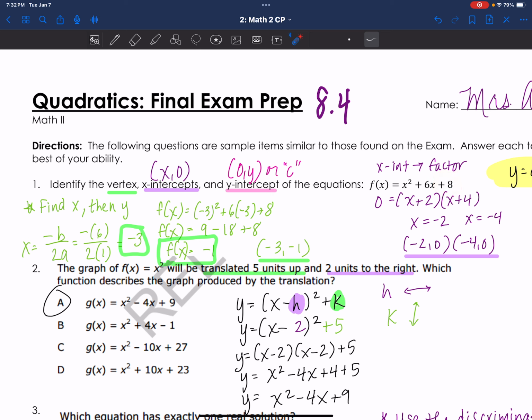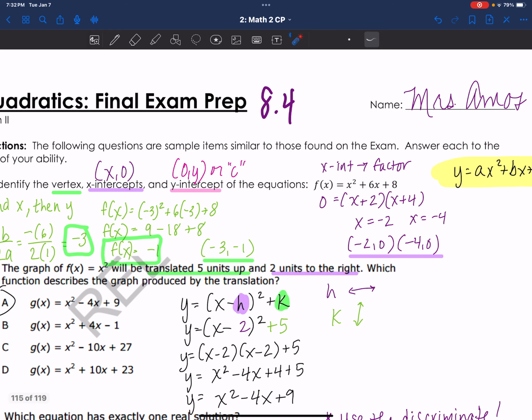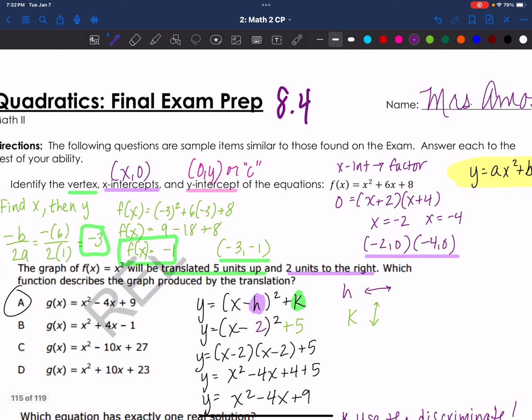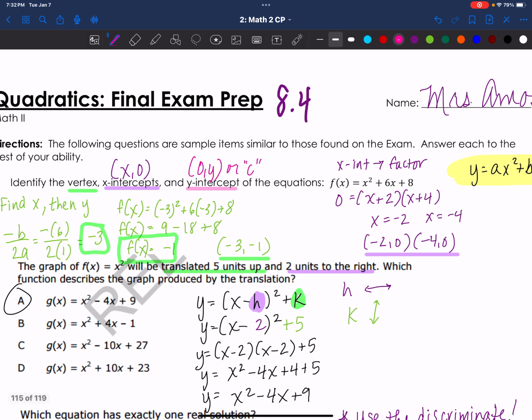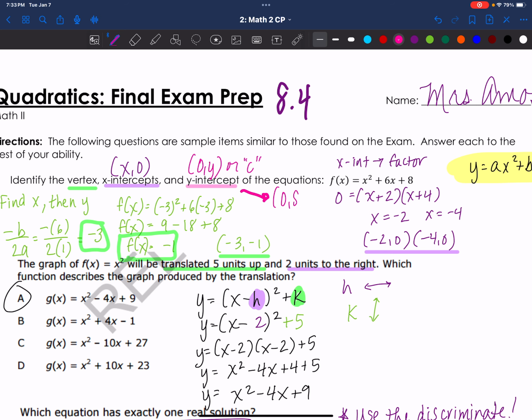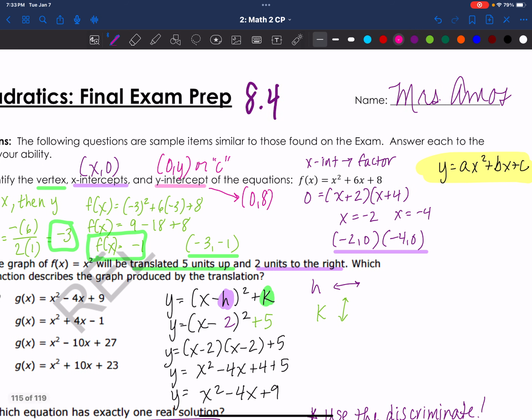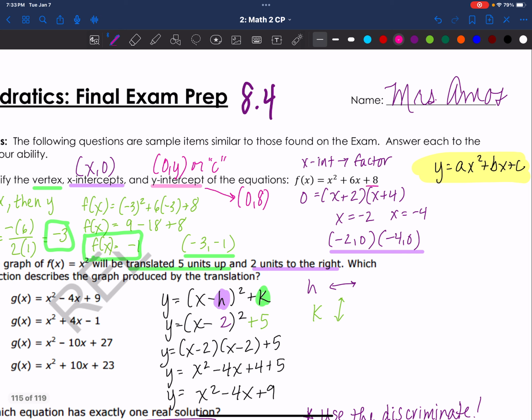So when you do the y-intercept, it's actually going to be 0. Oops, did I not write it down? I guess I didn't write it down. All right, so your y-intercept is going to be 0, 8. That's probably the easiest one to get started with, and we know that because C equals 8.